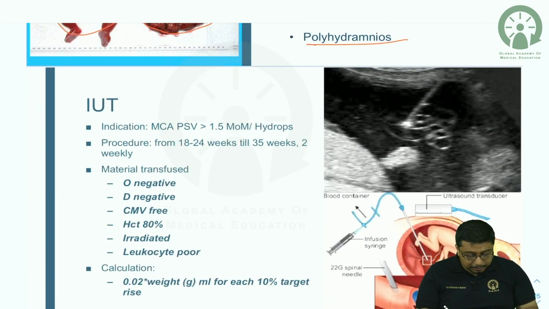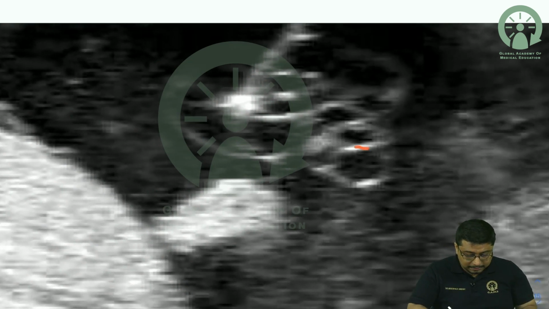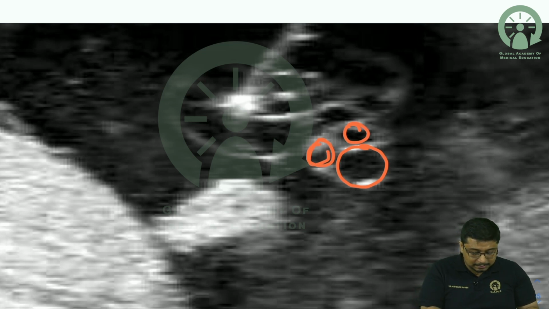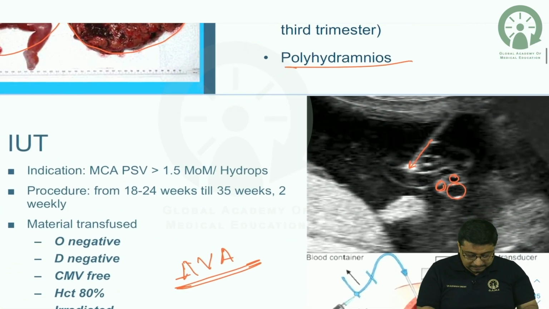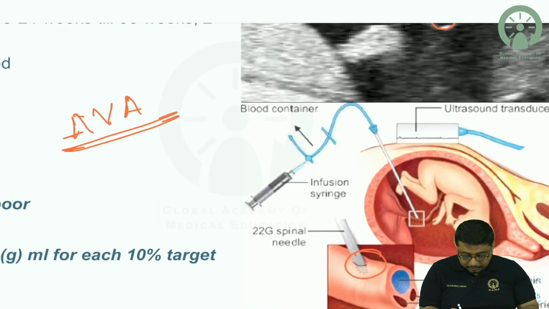So this is intrauterine transfusion being done. You can see this, the structure of the umbilical cord is AVA, right? So there is one vein and two arteries. If I zoom, you can see this is one vein and these are the two arteries. This is also known as the Mickey Mouse sign. So you can see the needle coming, and the needle is piercing one of the veins. You can see here also the needle has pierced one of the veins in the transverse section.